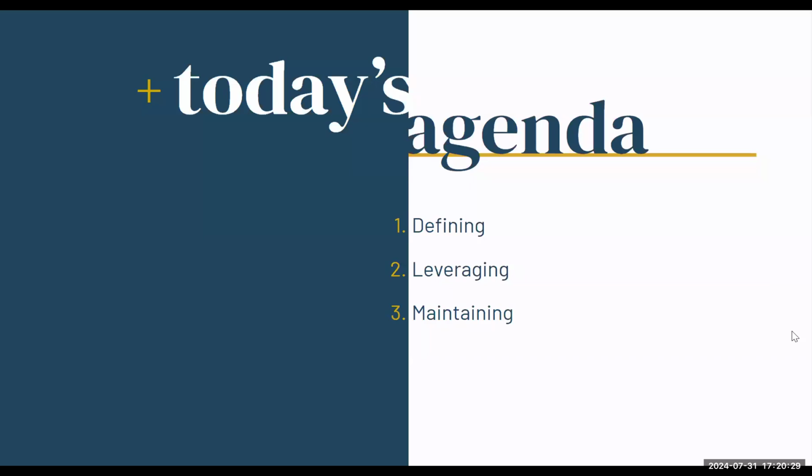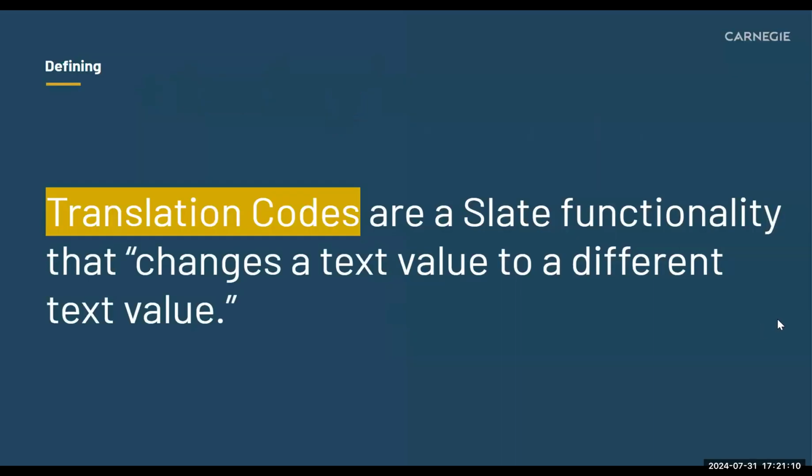So for today's agenda, we're going to chat through all things translation codes. First, we're going to start out with defining what translation codes are. Obviously, very important for our conversation today to all be on the same page as far as what we're talking about. Next, we'll hop into our instance and take a look at how to leverage translation codes, specifically within email communications today for more evergreen content and things like that. And then finally, we'll chat a little bit about some best practices and some considerations for maintaining translation codes after you implement them.